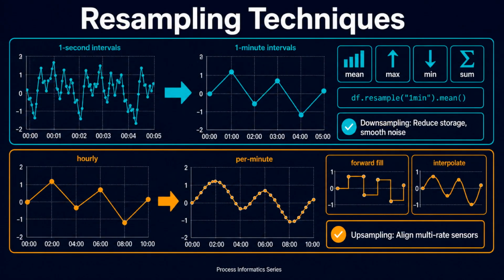Raw sensor data often comes at high frequency, such as 5-second intervals or faster, creating unnecessarily large datasets. Resampling reduces data volume while preserving important patterns. Downsampling aggregates high-frequency data to lower frequency using aggregation functions like mean, max, or sum. Upsampling goes the other direction, interpolating to higher frequency when needed. The aggregation function matters. Use mean for smooth signals, max for peak detection, or sum for cumulative quantities.